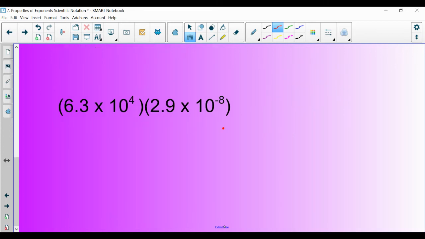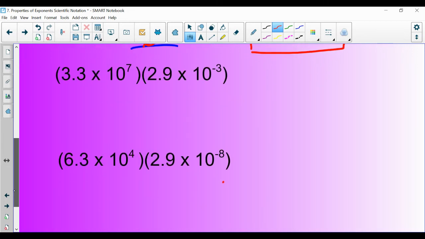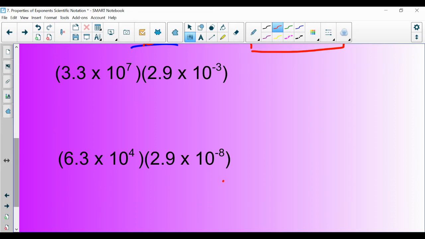I have 2 more examples here. Why don't you guys try these 2? Pause it here, see how you do, then evaluate how you did when I go over it right now.